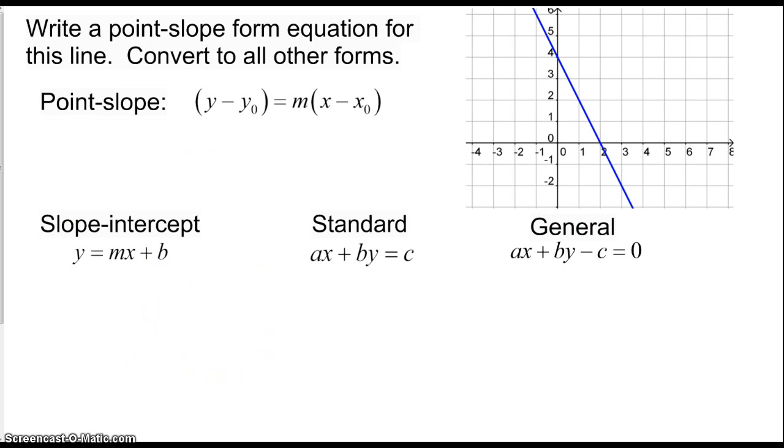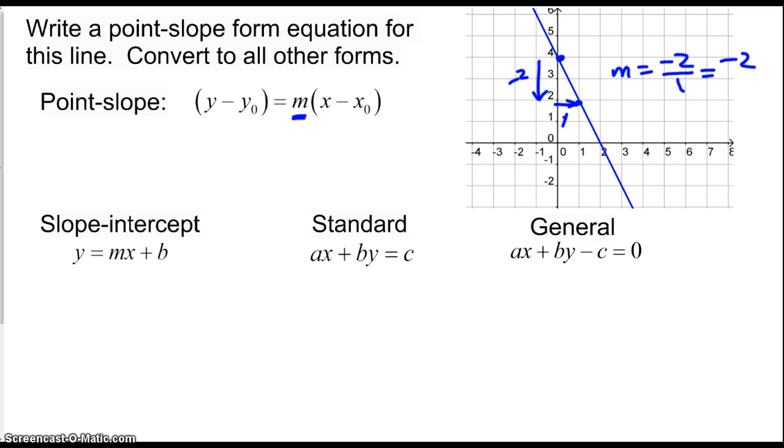Okay, let's do a couple of these. Let's say I want to write a point-slope form equation, and then I want to convert to all the other forms. So let's do that. Well, we're going to need the slope, so let's find it. Let's see, this crosses there and there. Looks like I'm going down 2 for every 1 that I'm going over, so the slope of this line is negative 2 over 1, or negative 2.